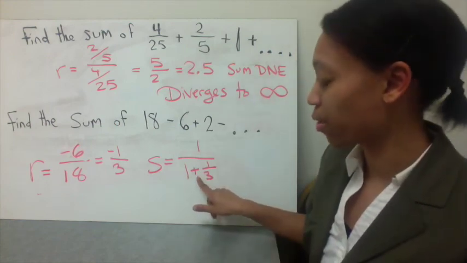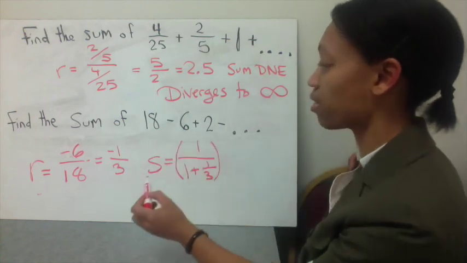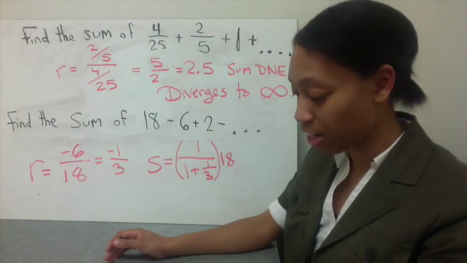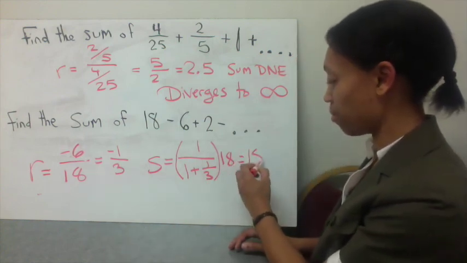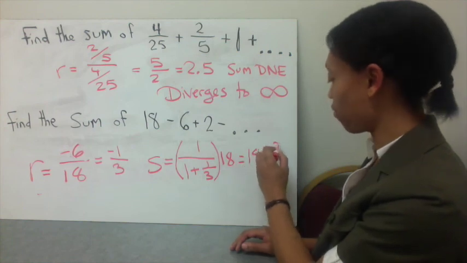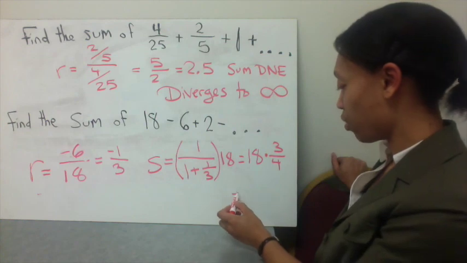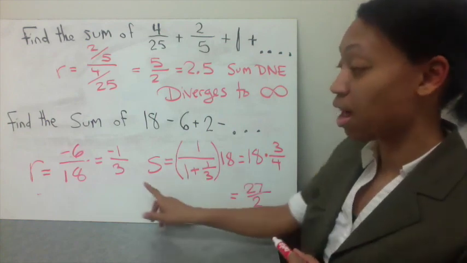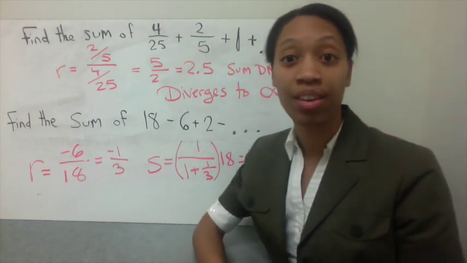turns to plus 1/3, and then we multiply by the first term in the sequence, which is 18. All right, so when we evaluate that, we get 18 times 3/4, which is 27 over 2. So the sum of this series is 27 over 2. All right, great.